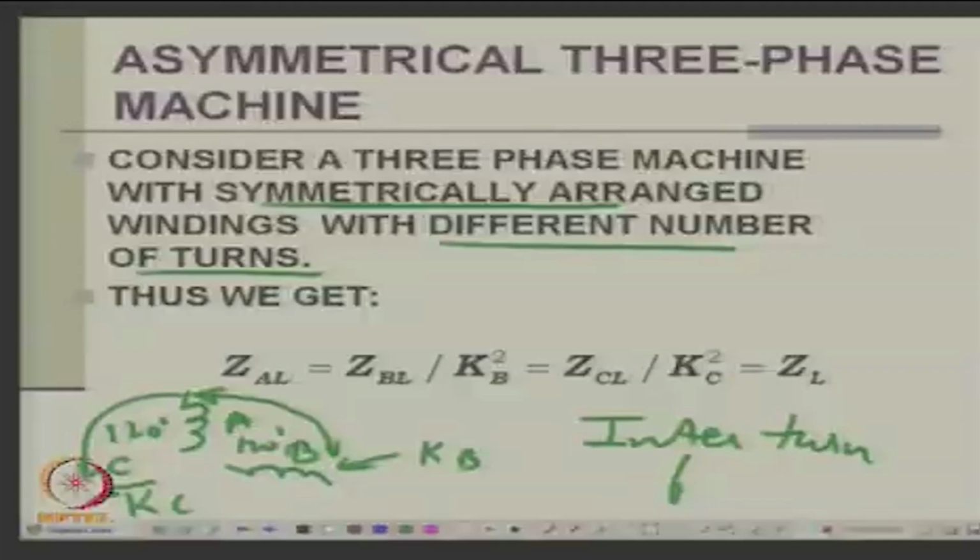When will it happen? Yes, this is very prevalent in inter-turn faults. See, after some time, if some turns get short circuited, therefore it is possible. This is one case you may often be required to analyze. Okay.